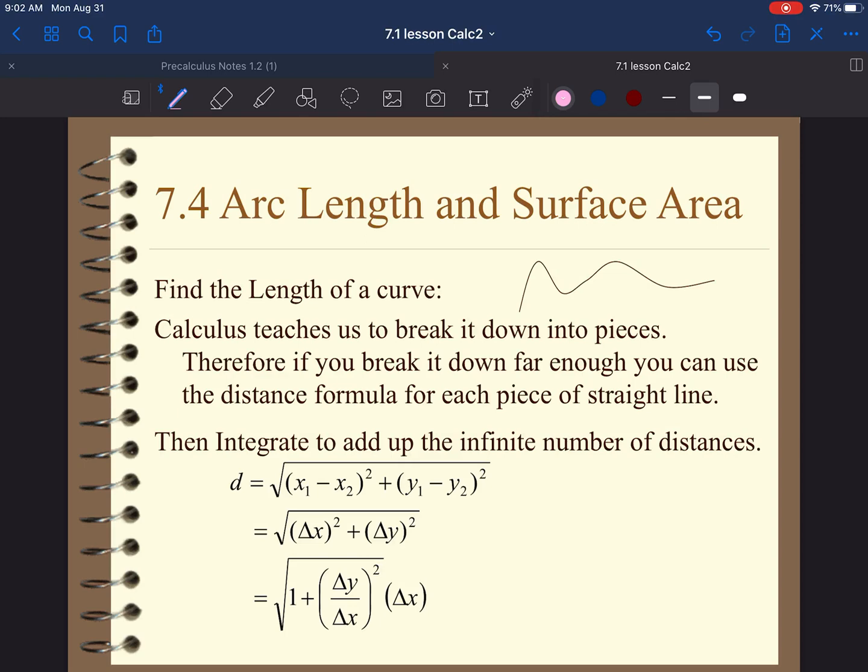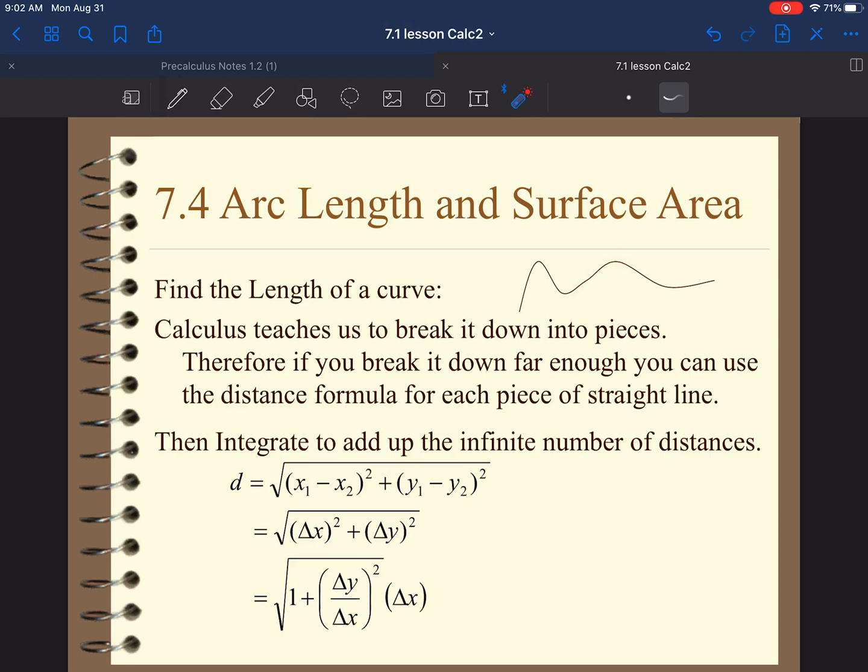Now, the whole idea of calculus is taking a complicated problem and breaking it down into pieces. So as we look at this, we're going to use that same idea. Calculus teaches us to break it down into pieces. So if I want to know the length of this curve, I want to break it down into little pieces and then add up each of those lengths. If we break it down far enough, then we can use the distance formula, because then we can consider it little straight lines.